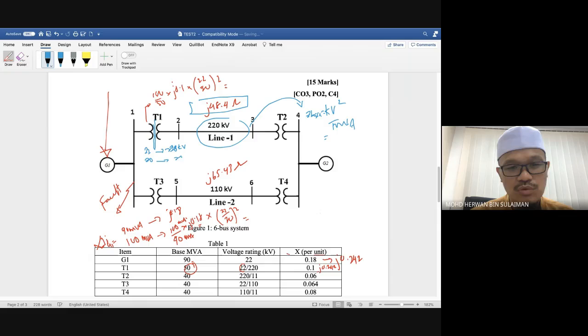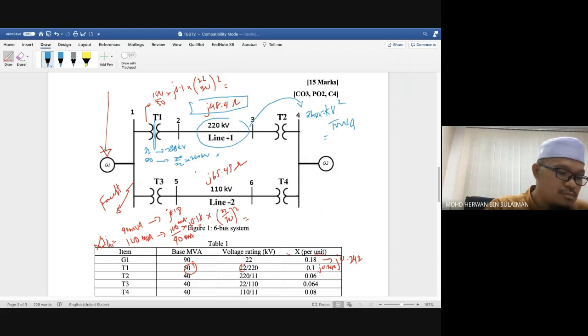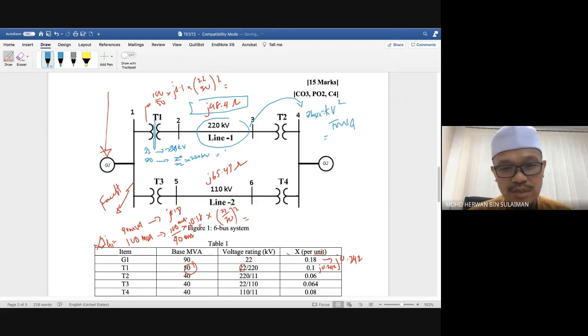So 20 bagi 22 darab 220. So berapa dapat? 20 bagi 22 darab 220. So dia dapat 200 kV. Kan? So ni ialah base pada line yang ini. So ini ialah base baru. So base baru, kemudian nak cari you punya Z base, pakailah.